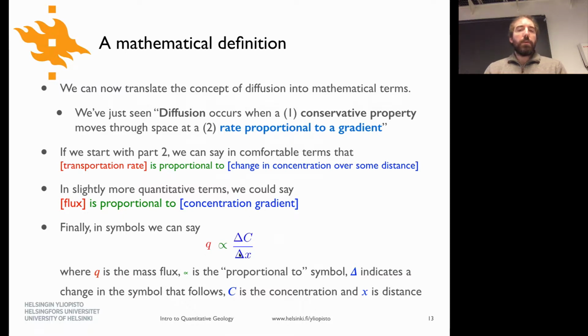And if all we do is just replace this with mathematical symbols, we end up with something that looks like this. We'll call the flux Q. That's often the letter that's used for flux. Here we'll call it mass flux, since we're, in this case, talking about these two different concentrations of atoms. This little alpha-like symbol is the proportional to symbol, and then this concentration gradient, just the change in concentration over some change in horizontal distance x. So delta C divided by delta x. So that's not so bad, and that's one part of our diffusion equation.